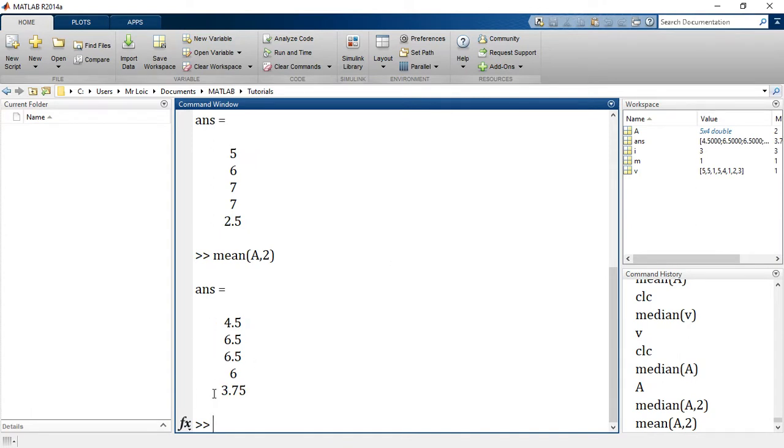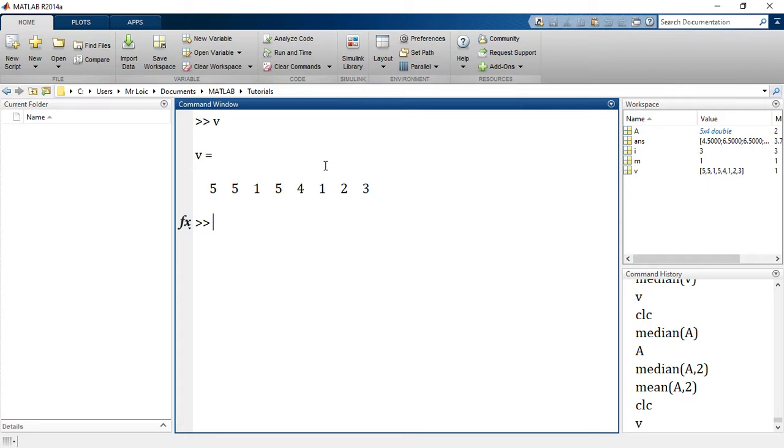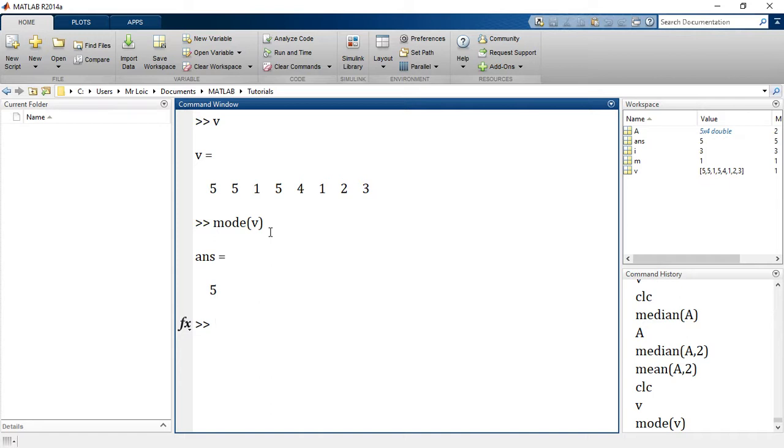There is a last statistical function that we need to look at in this particular tutorial, and that is mode. What does mode give us? Mode gives us the most frequent value in a particular array. If I have V, for example, what is the most frequent value here? Obviously it's 5. 5 appears 3 times and 1 appears only twice, and 4 once, so it's obviously 5. So mode of V will give us that corresponding 5.